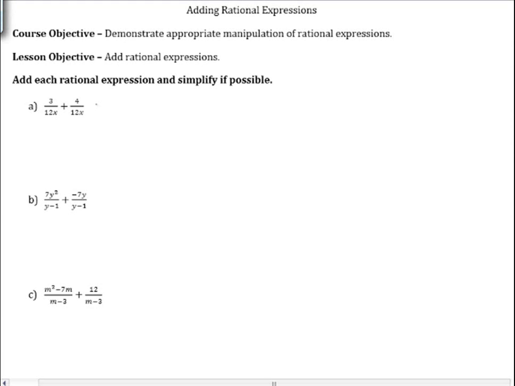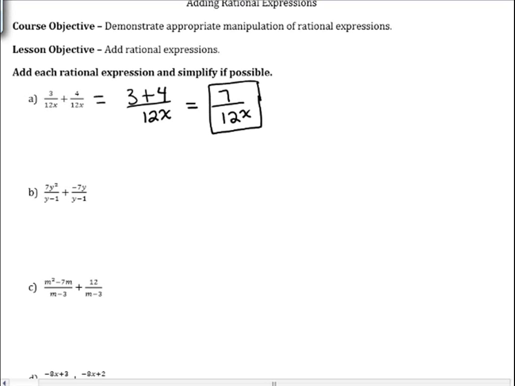When we add fractions and the denominators are the same, we add the numerators together and put that above the common denominator that we have, or the denominator that's the same. So in this example, we would have 3 plus 4, and that's going to be over our common denominator of 12x. 3 plus 4 is 7, and our final answer is 7 divided by 12x. You always want to simplify your answers as well. We can't simplify 7 over 12x any more than it already is, and so we're done with that example.